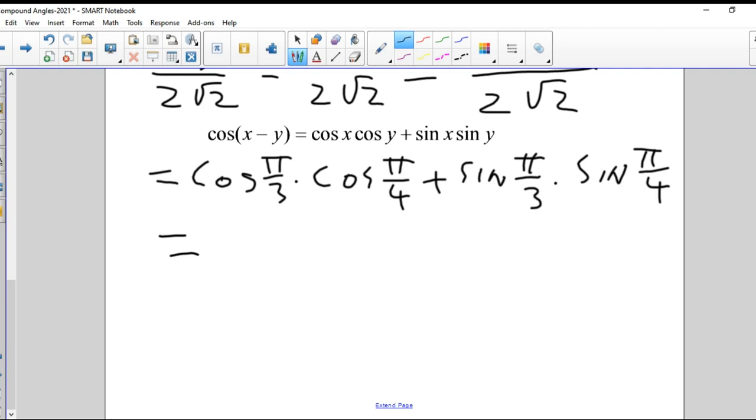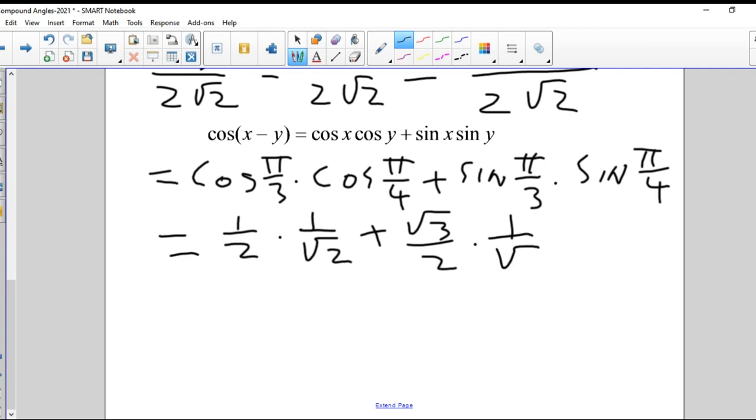All right. So cosine of pi over 3. What is that again? What's the cosine of pi over 3? Anybody? 1 over 2. Okay. And the cosine of pi over 4, hopefully everybody knows now, is 1 over root 2. Plus, the sine of pi over 3 would be the opposite of this one. So that's going to be root 3 over 2. And this is also 1 over root 2, sorry.